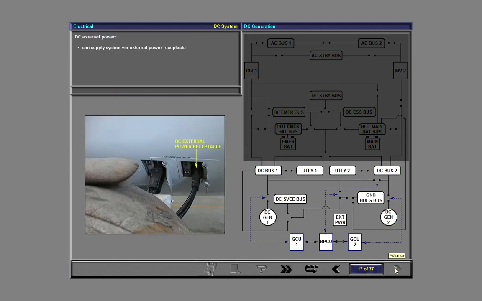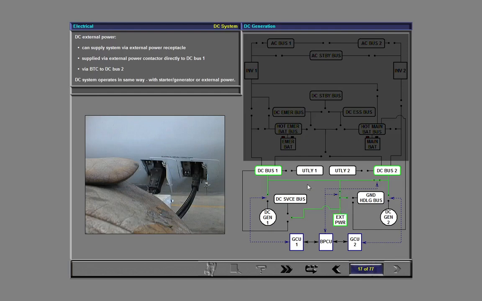DC external power can supply the electrical system via the DC external power receptacle located on the forward right-hand side of the fuselage. DC external power is supplied to both DC buses via the external power contactor directly to DC bus 1 and via the BTC to DC bus 2. Note that the DC system operates in the same way whatever source is supplying it, starter generator or external power.